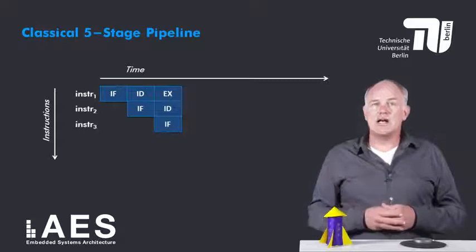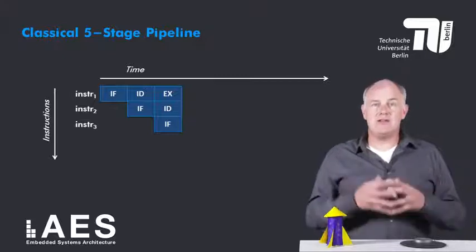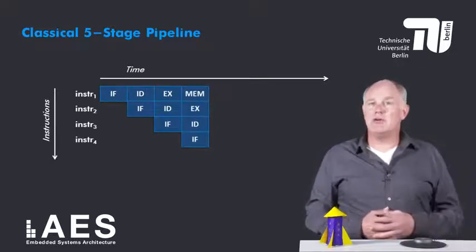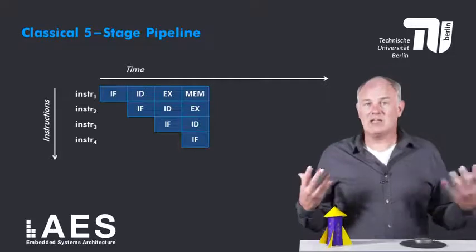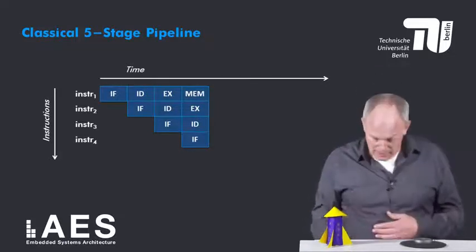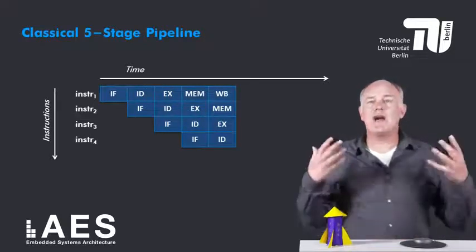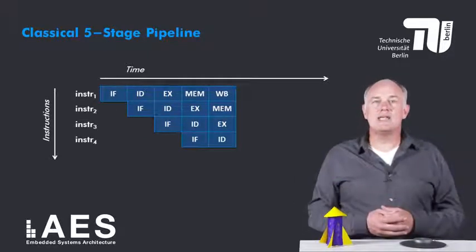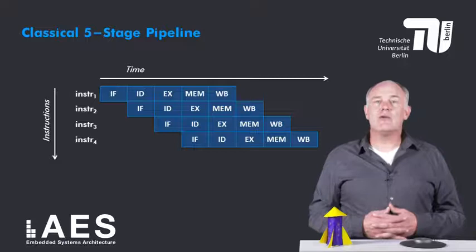Similarly, in the third clock cycle, we execute the first instruction, decode the second instruction, and fetch the third instruction. Then, in the fourth clock cycle, the mem stage of the first instruction takes place, the execute stage of the second, the ID stage of the third, and the instruction fetch stage of the fourth instruction. Then, in the fifth clock cycle, the first instruction completes by writing back its result. The second instruction accesses memory if applicable, the third instruction is executed, and the fourth instruction is decoded. And so on and so forth.